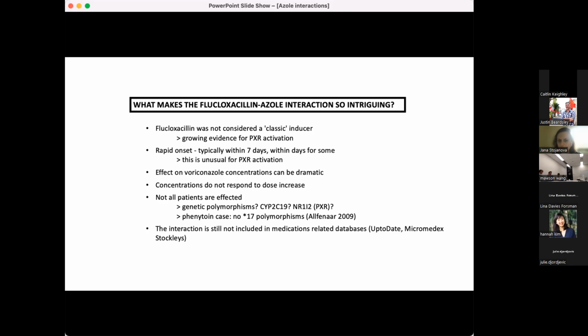So again, this interaction is still not included in medication-related databases. I find that among the hospital community, people are picking it up and it's sort of on the radar, and people are aware of it, avoiding especially the combination of voriconazole and flucloxacillin. However, I'm mindful that it's not out there, and I'm particularly concerned about the outpatient setting, especially in the context of not being supported by the product information and these databases, given that it can have such dramatic effects.